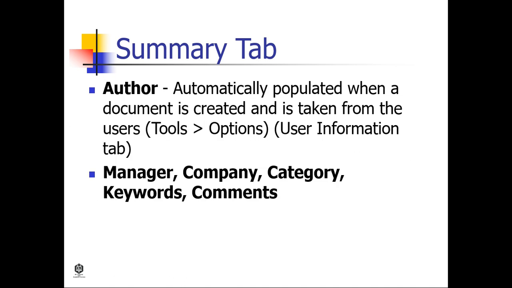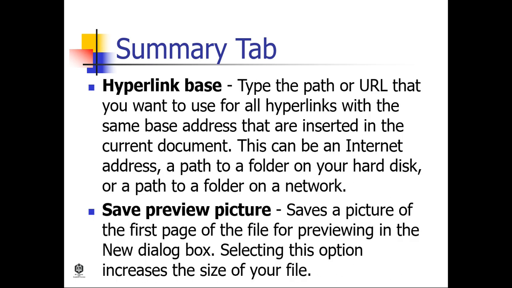Author. Automatically populated when a document is created and is taken from the user's information, such as Tools, then Options, or User Information tab. Then followed by Manager, Company, Category, Keywords, and Comments. The hyperlink base, the path or URL that you want to use for all hyperlinks with the same base address that are inserted in the current document.